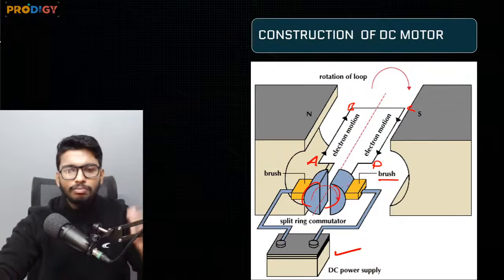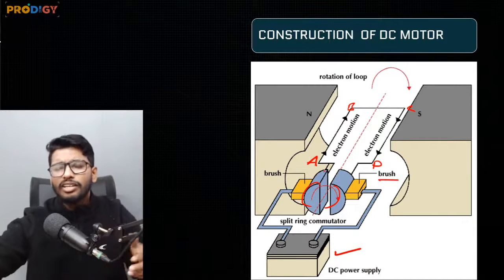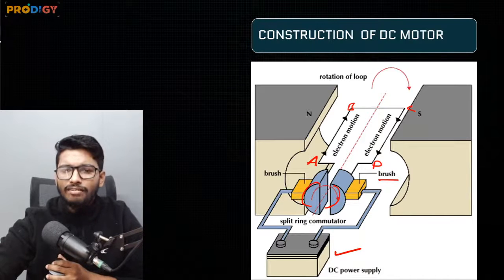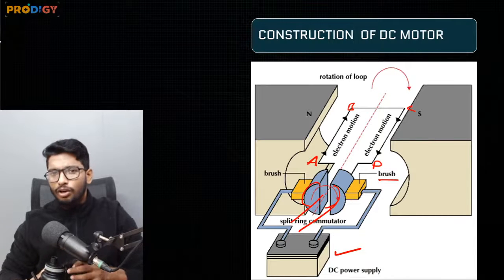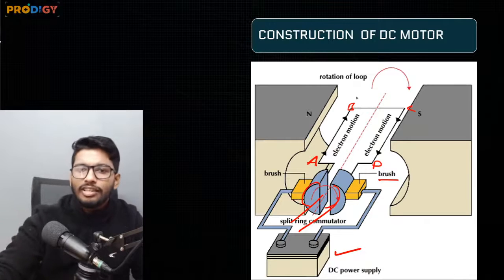And you can see that the split ring and the armature coil is free to rotate, right? They are free to rotate about the axis. Now, at the end of this split ring, you will have an axle, and this axle basically rotates as the armature coil rotates. You also have a magnet, which is shown by the north and the south pole.